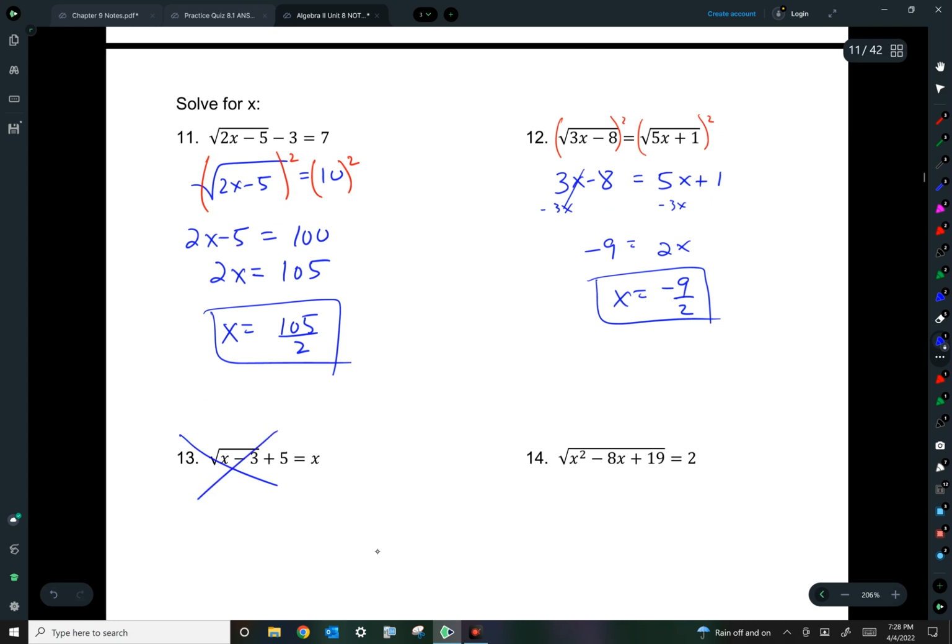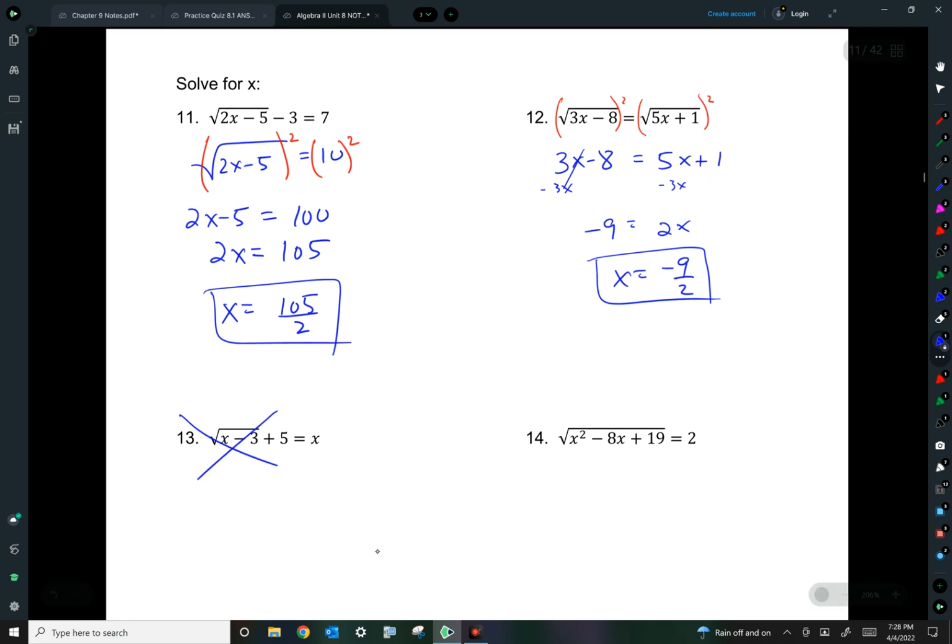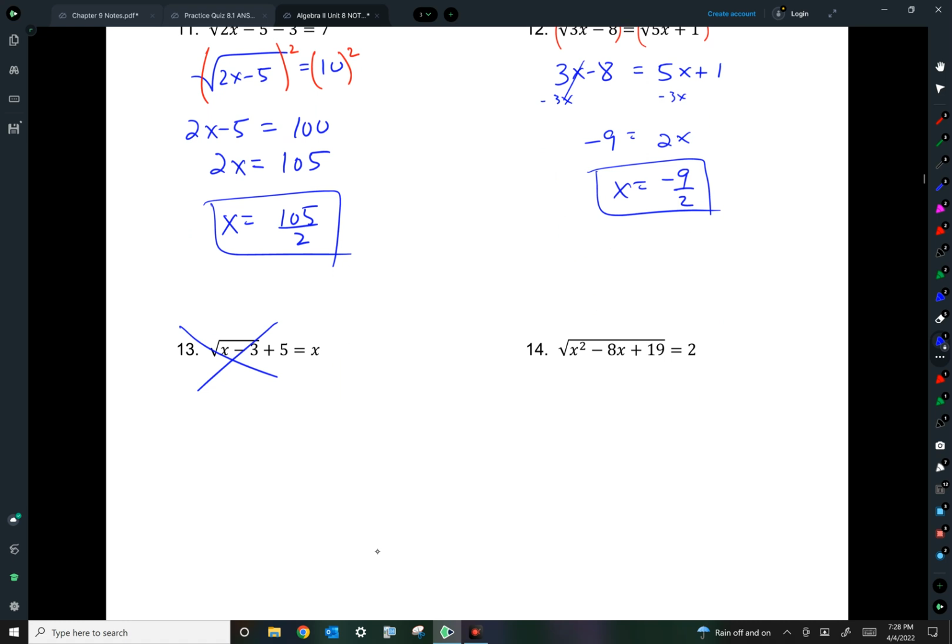We won't do problems like number 13. And then look at 14, last one. So I know I'm going to have to square both sides. Okay, so I'm going to have on the left just x squared minus 8x plus 19. On the right, when I square it, I get 4.